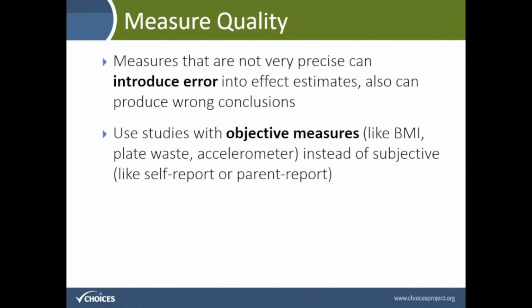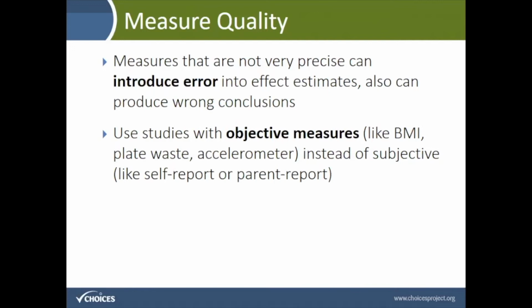Another thing that we look very carefully at is measure quality. There are a lot of measures out there for things like BMI or for dietary intake or for physical activity that are a little bit prone to error. And the problem with that is that when you use a measure of an outcome or an exposure that isn't very precise, it introduces error into your effect estimates.